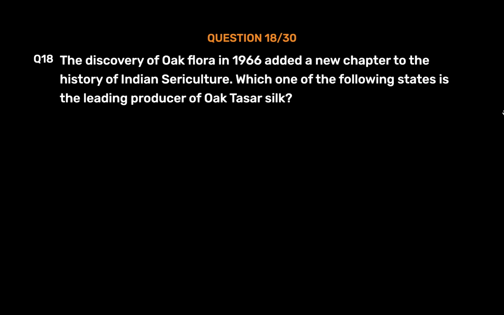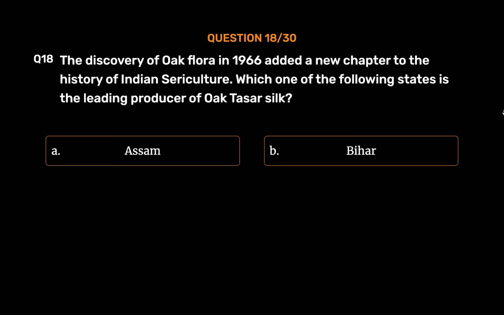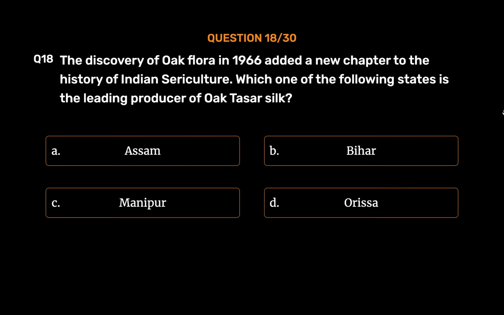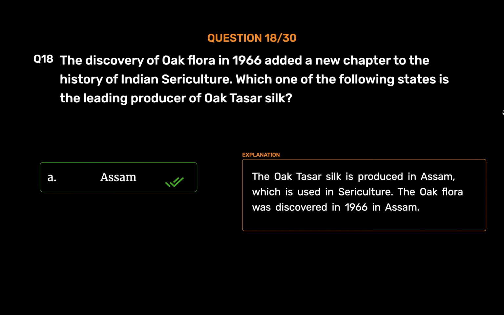Question number 18. The discovery of oak flora in 1966 added a new chapter to the history of Indian sericulture. Which one of the following states is the leading producer of oak tassar silk? Option A. Assam. Option B. Bihar. Option C. Manipur. Option D. Orissa. The correct answer is Option A. Assam. The oak tassar silk is produced in Assam, which is used in sericulture. The oak flora was discovered in 1966 in Assam.